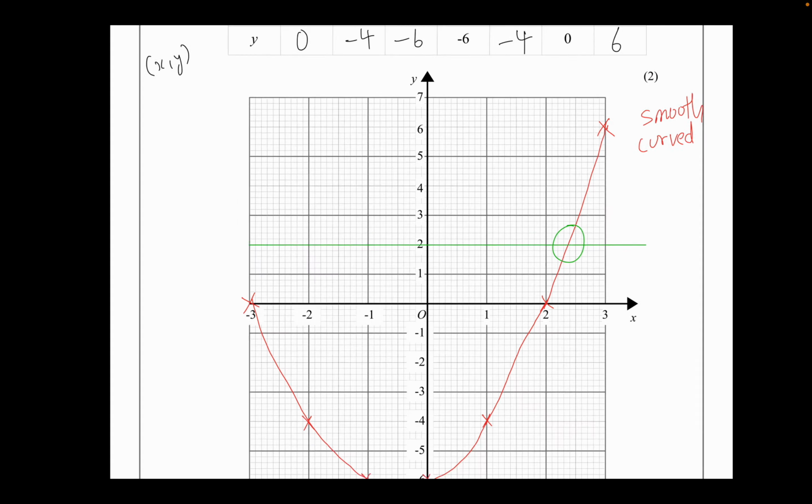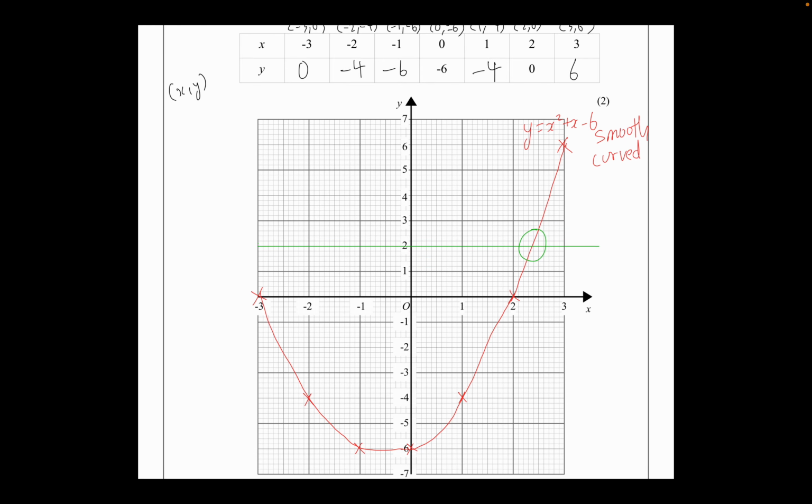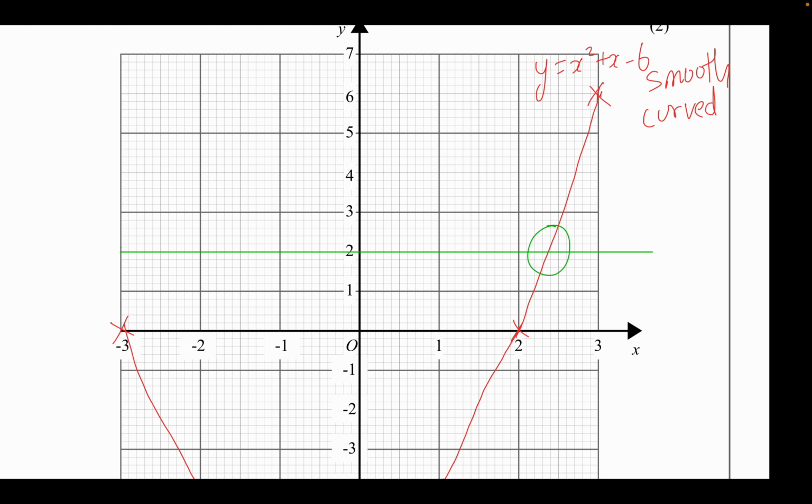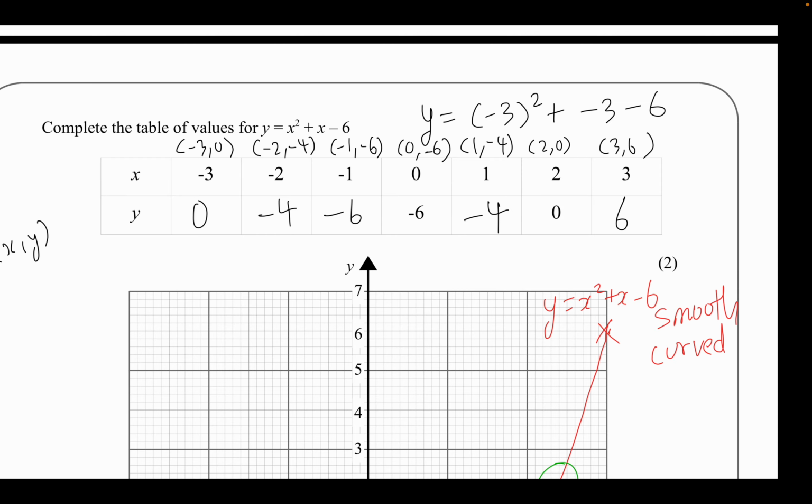By the way, also label the graph y equals x squared plus x minus 6. This is also very important that you do that. The intersection point is going to be where the curve and the line meet. This is going to be the intersection point. Roughly, calculating it, the point here is roughly 2.6, okay? So it's going to be 2.6. However, when we look at the graph itself, we should recognize certain values here.